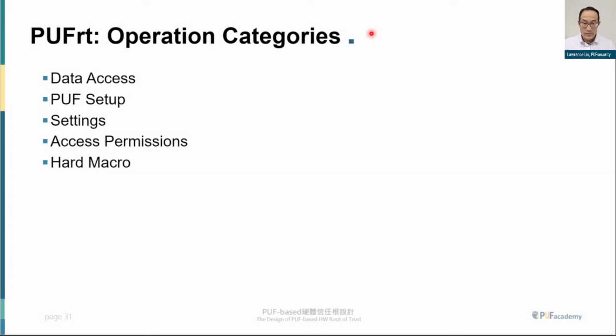So after seeing the different blocks and modules that make up PUFrt, we will now examine the different operations of PUFrt. Here's a list of categories of operations supported by PUFrt. We have data access, PUF setup, settings, access permissions, and the hard macro itself. PUFrt has been designed to be accessed as a set of memory mapped registers for the system to use. So basically, to perform an operation, a specific register is either read or written. And we will go over each of these categories and their individual operations in more detail in the following slides.